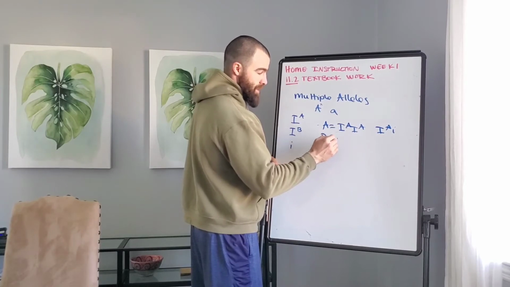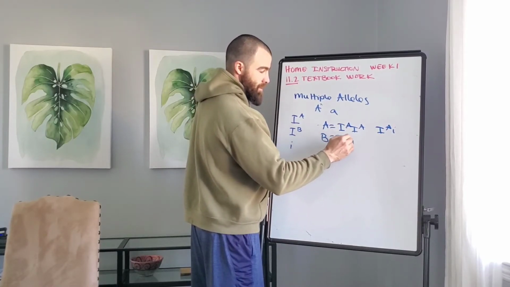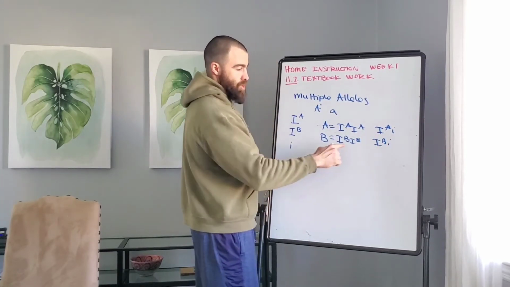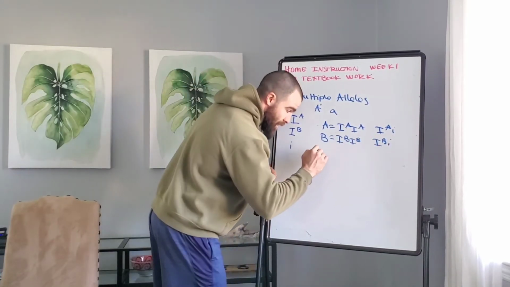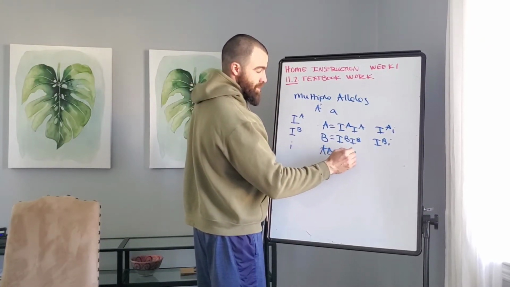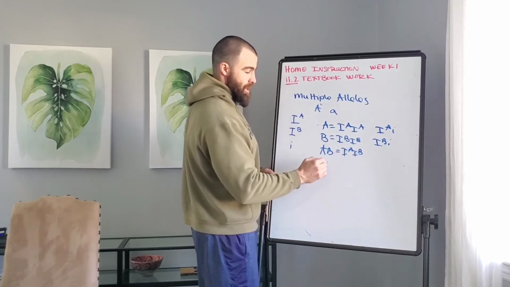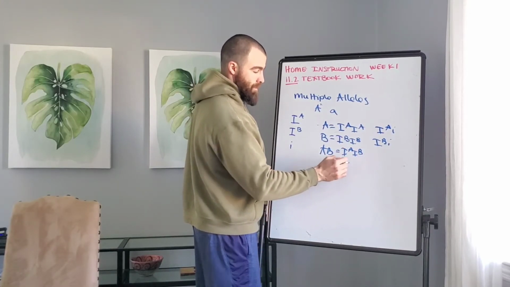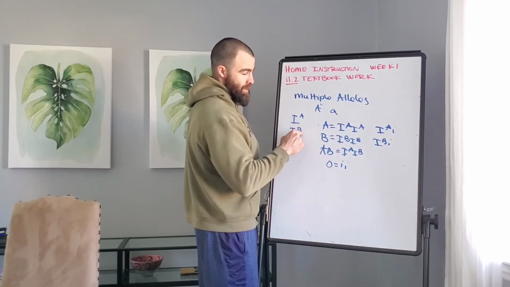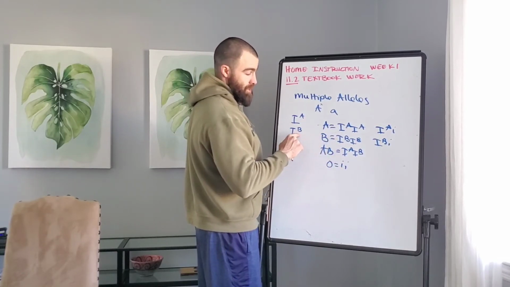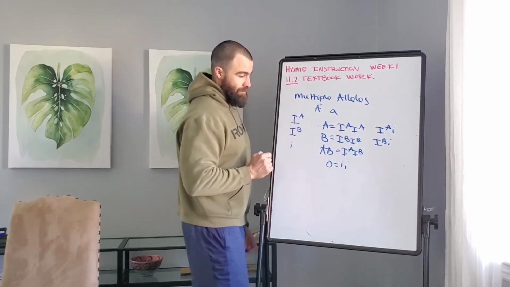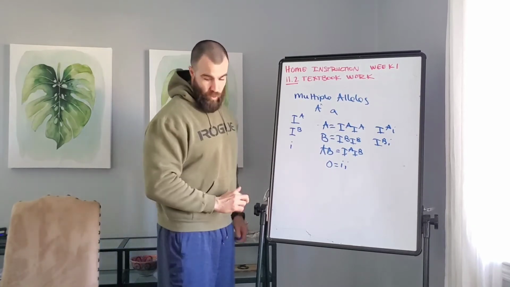For blood type B, you could be this, or you could be this. Homozygous for B, heterozygous for B. You could be this, AB, which in this case is only one possible combination, or you could be this. So blood type O is the recessive, 2 of those. AB is one of each of these. B is 2 B's or a B and an i. A is 2 A's or an A and an i.